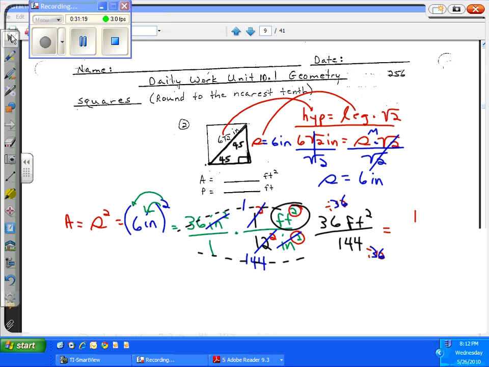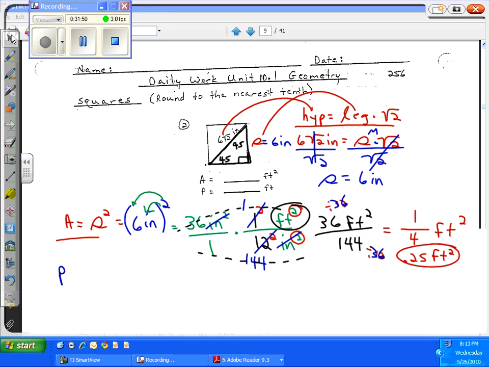And we get 1 over 4 square feet, which as a decimal is 0.25 square feet. Okay? So a fourth of a square foot or 0.25 square feet. Okay? Perimeter. That was area.